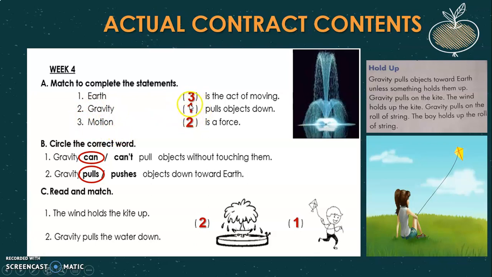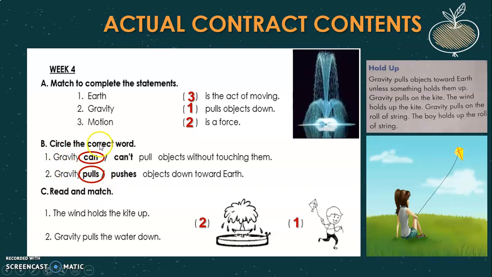So number 1, by definition, pulls objects down. What is that? Earth. In number 2, gravity is a force. And number 3, motion is the act of moving, like in this water fountain. You can always have this effect on a chocolate fountain, the ones that we usually have at parties, alright? Circle the correct words. This is something that we have already checked, but let's review.